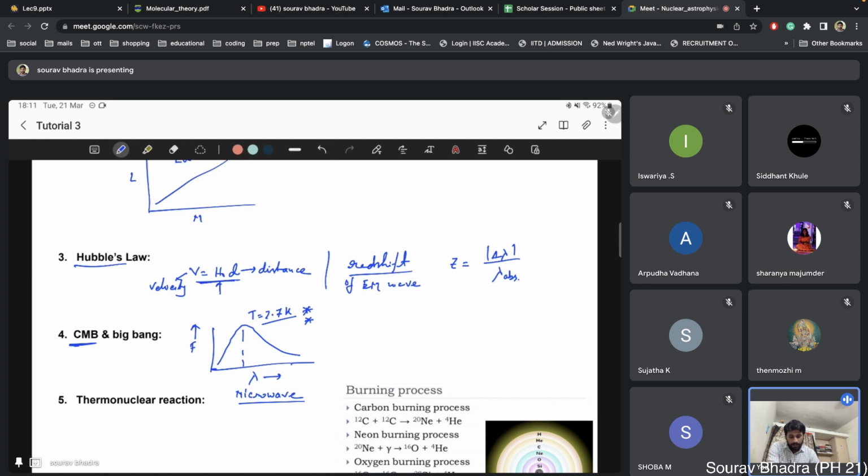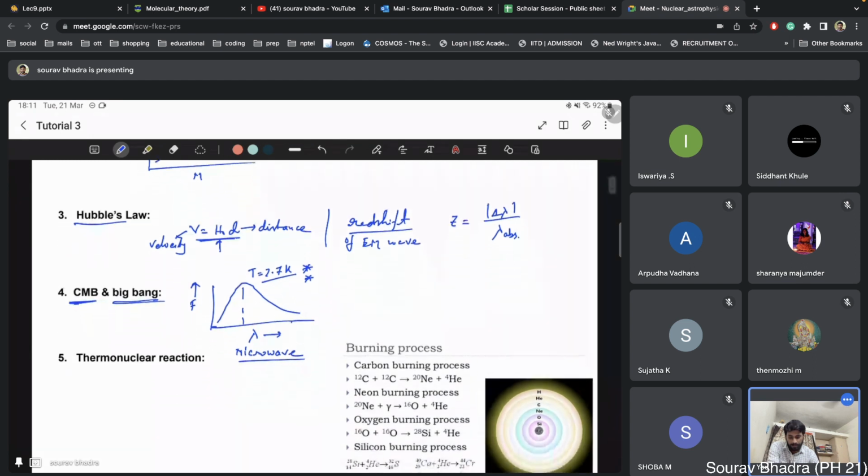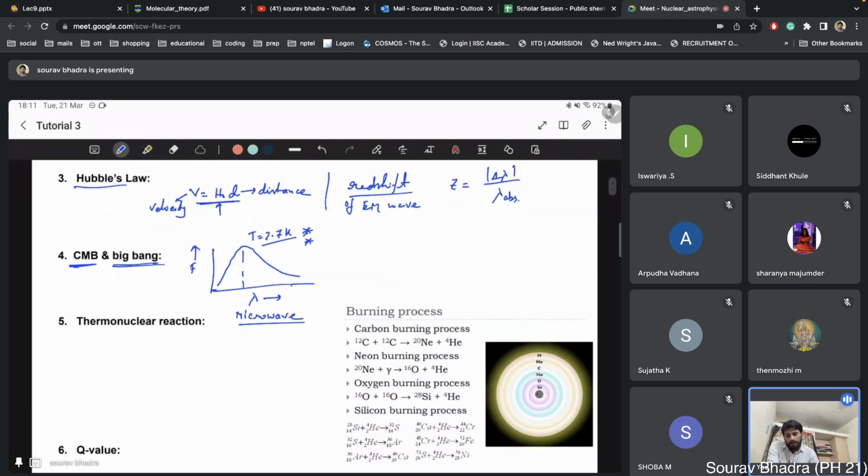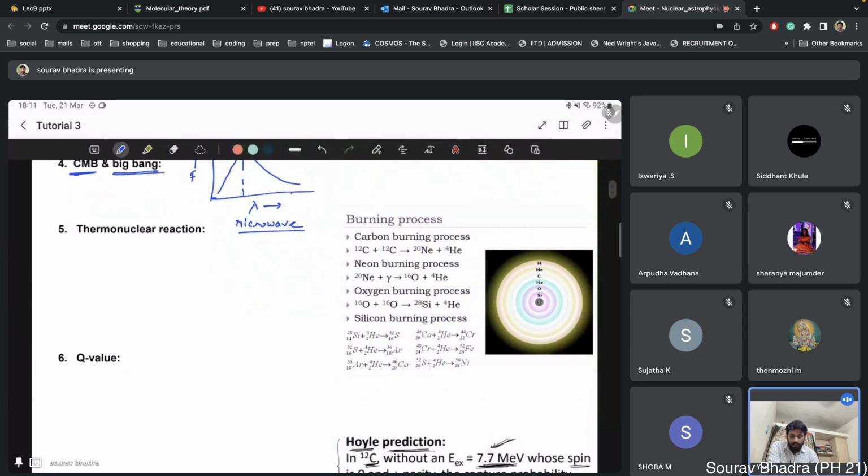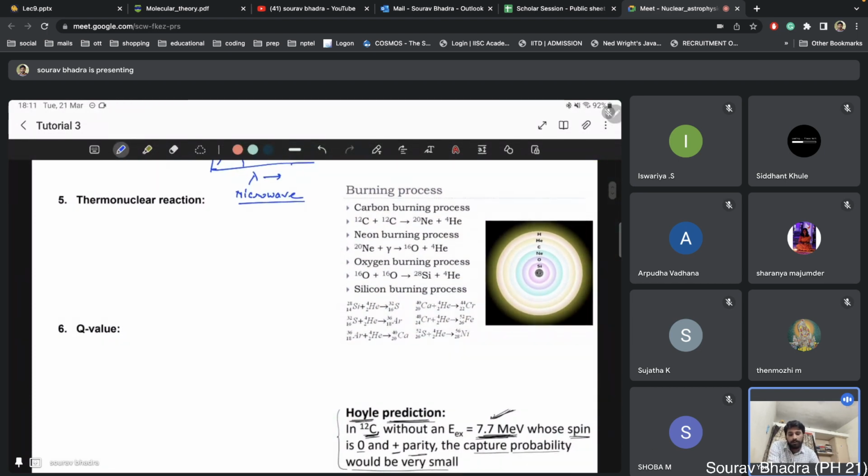Okay, so as I was telling, that's the cosmic microwave background, and it is an indication of the Big Bang. This we have also read. Now coming to the nuclear astrophysics part, we have done the thermonuclear reaction, which is the source of the flux of the stars. That means it is the fuel of a star.